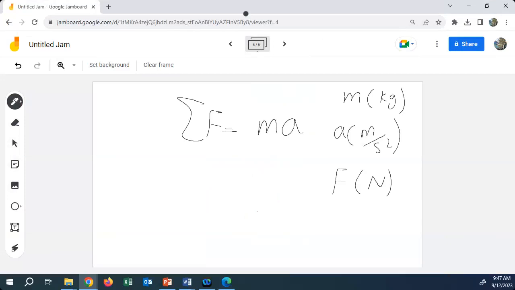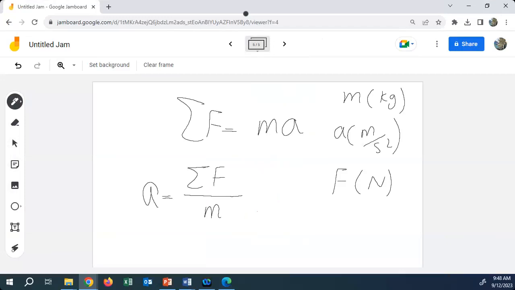And we can rewrite this formula. We can say acceleration is net force divided by mass. Yes? If you find the net force of the system and divide by mass, you can calculate the acceleration of that system. The acceleration of the system means the acceleration in the direction of the motion. Yes?